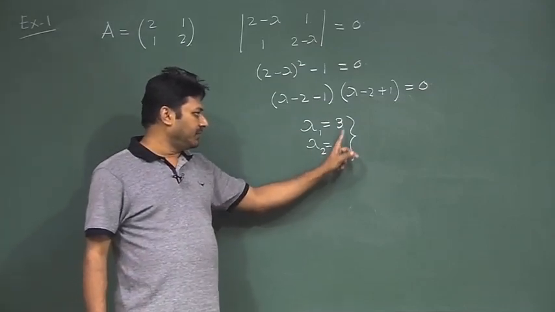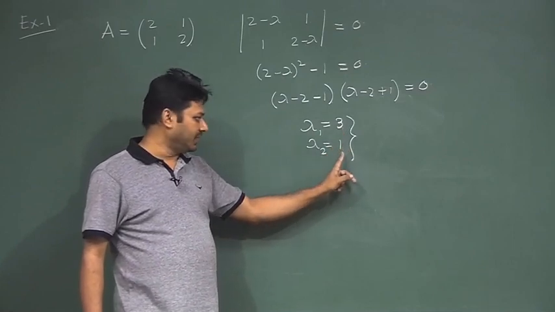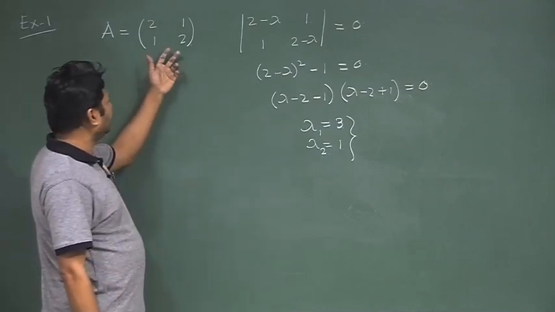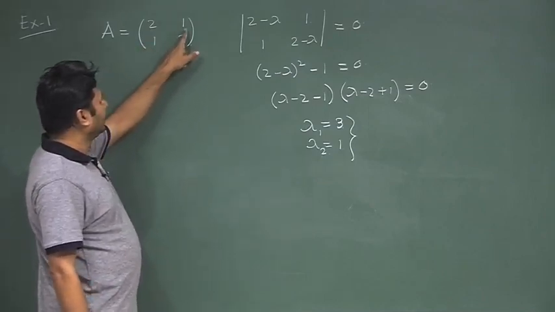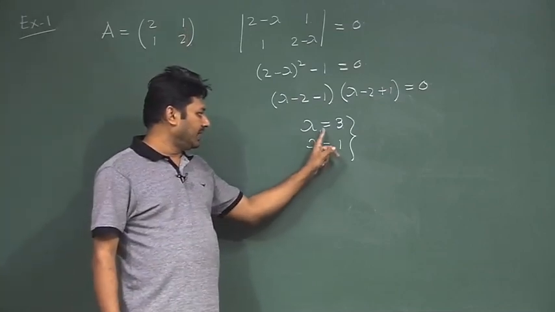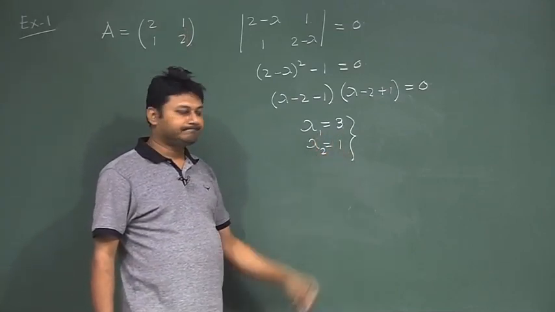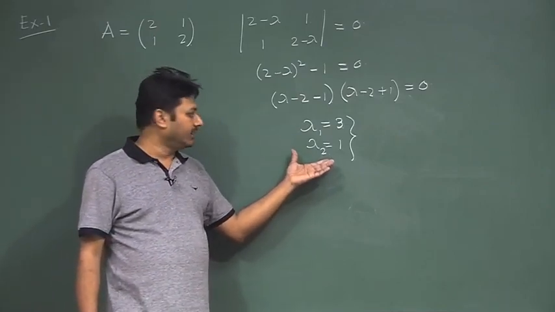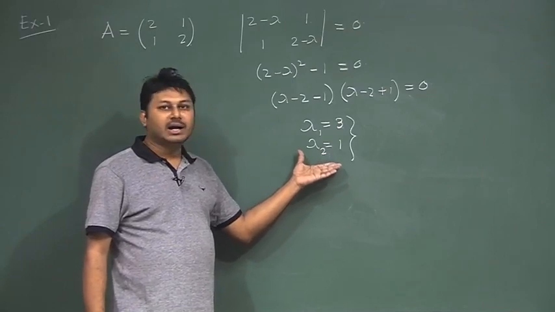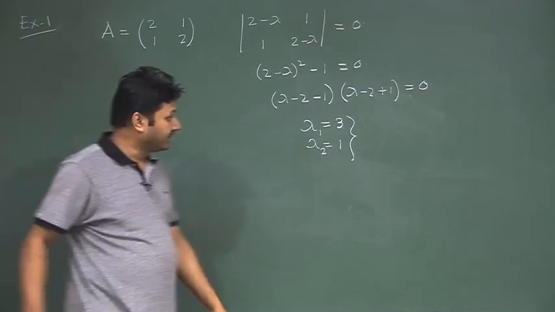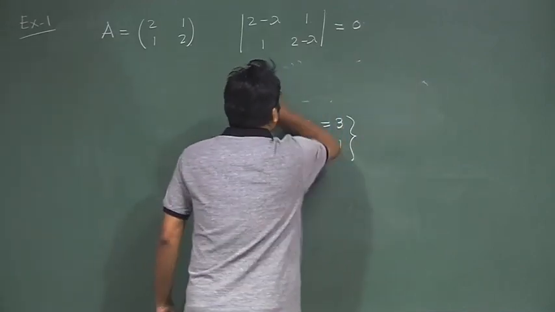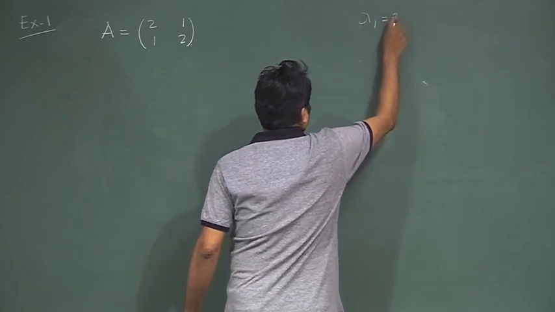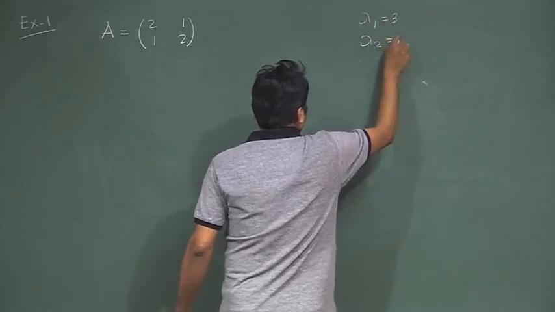Also, if we multiply these two, then it will be the same as the determinant. So the determinant is 2 into 2 minus 1, so the determinant is 3, and if I multiply lambda 1 and lambda 2, it will be 3. Okay, so with this I can find the corresponding eigenvectors, which is the next important thing. So let me write it here: lambda 1 is equal to 3, lambda 2 is equal to 1.